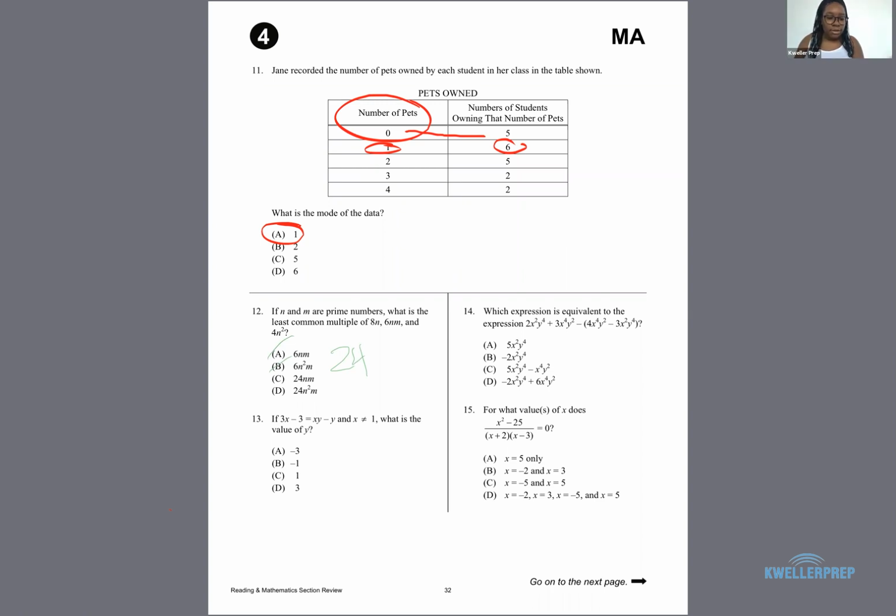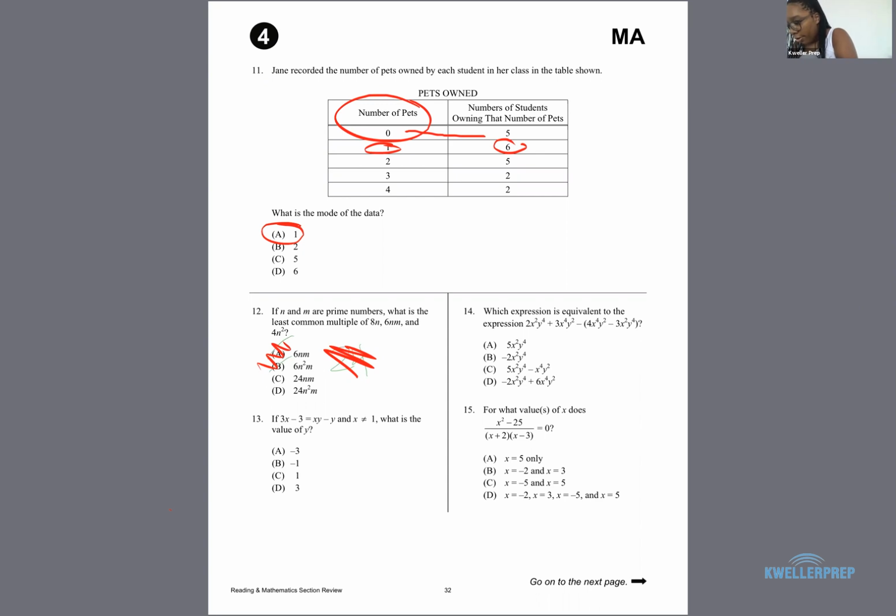Who wrote that? Please stop writing on the screen. But yes, the least common multiple is 24. Now we work with the letters or the other part. I can't disable the annotations because I have to annotate the test. So that means that you guys have to stop or we can't keep working. Okay.